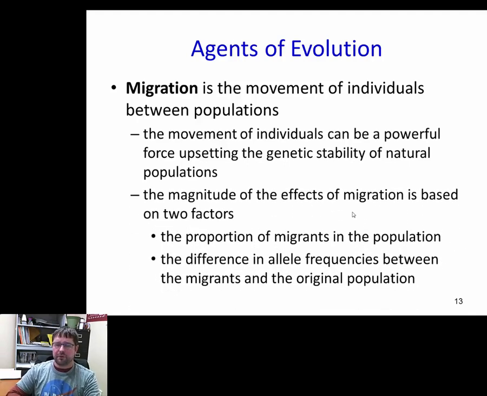And it's really just based on a couple things. First of all, how many individuals are migrating? So what's the new influx or the outflux going to be? And then how different are the alleles of the individuals that are coming into the population or leaving the population? How different are those alleles? Are they enough to change the frequency of homozygote dominant to heterozygote to homozygote recessive?